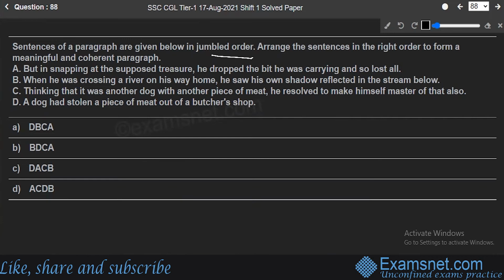Option D: a dog has stolen a piece of meat out of a butcher's shop.